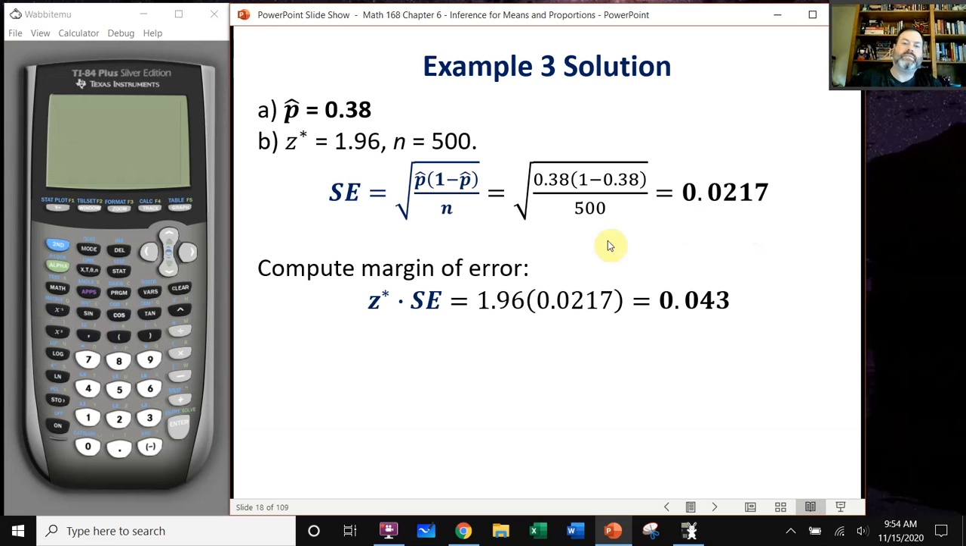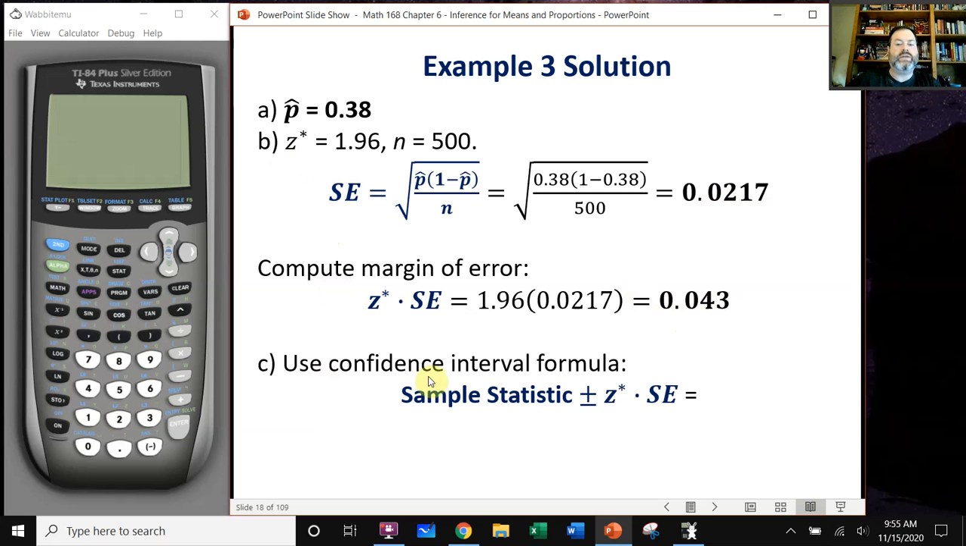Next up, the margin of error is just z star times our standard error. Z star is 1.96. Standard error was computed in the previous part of the problem. After you multiply it, you don't need to keep 4 decimal digits. You're allowed to keep extra decimals if you want, but for a problem like this, you don't need to. So that's the margin of error. That's the standard error. And for part C, we need the confidence interval.